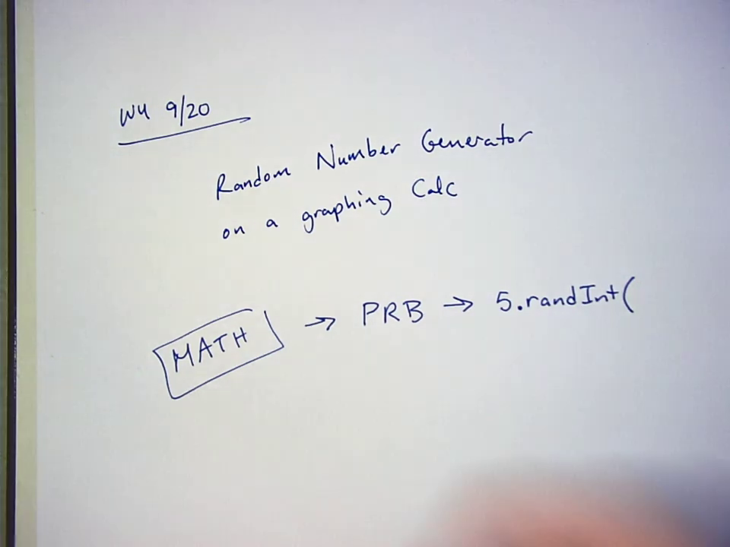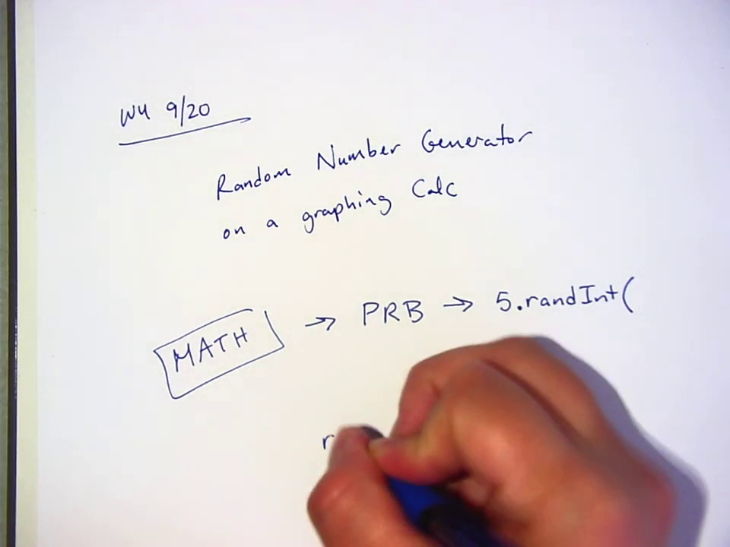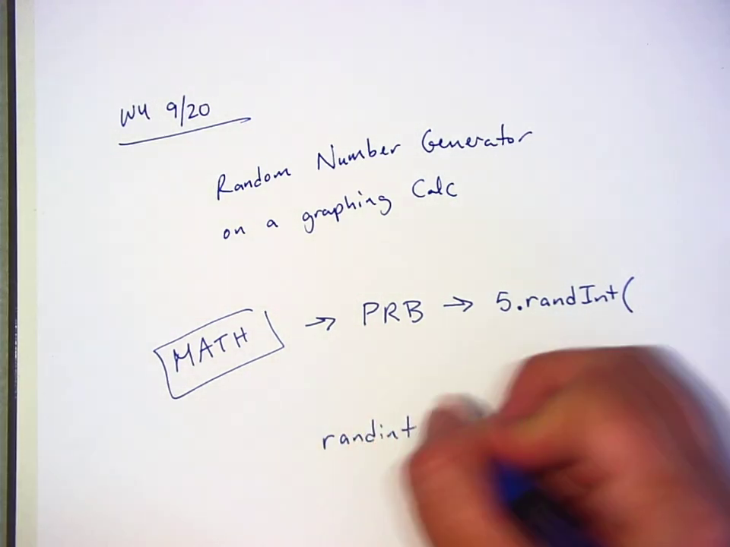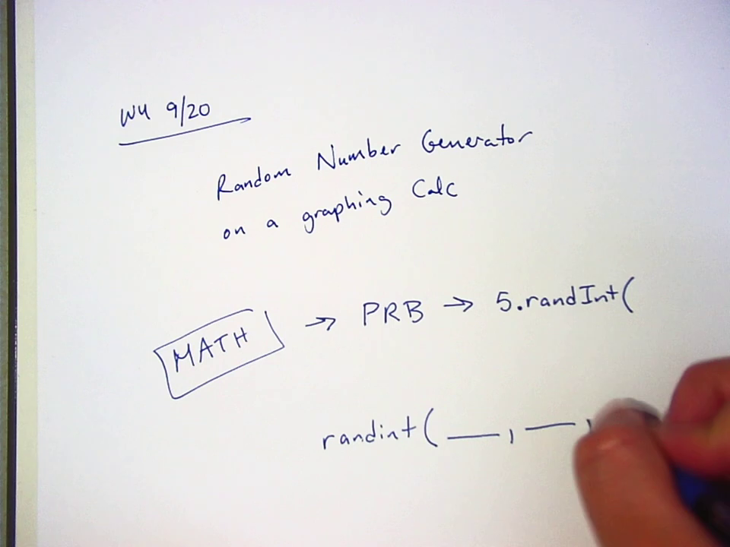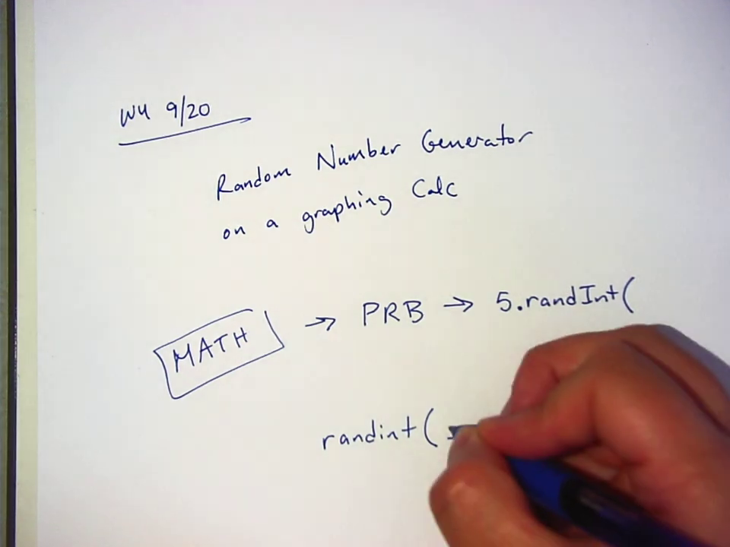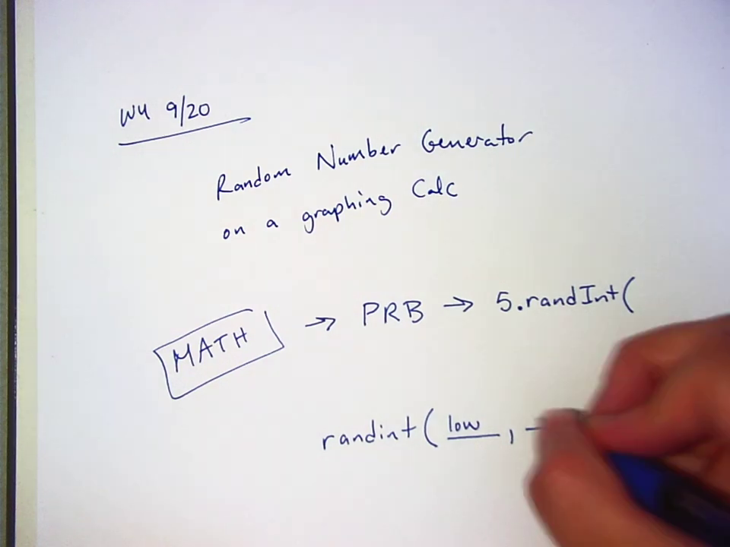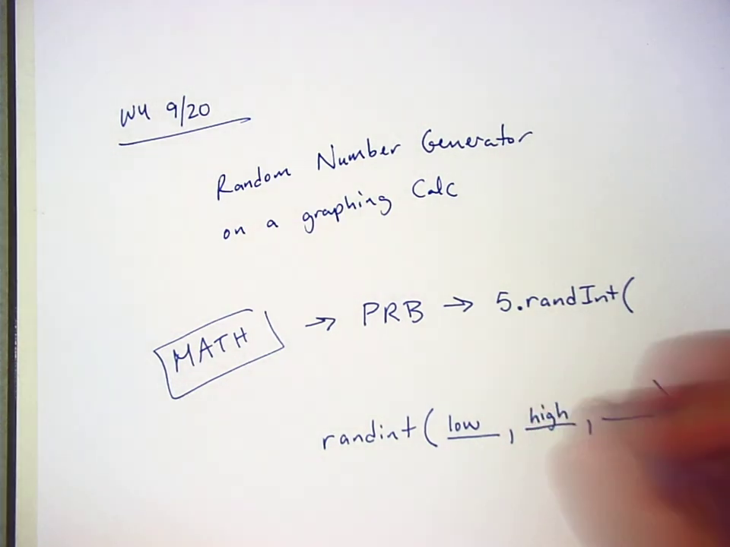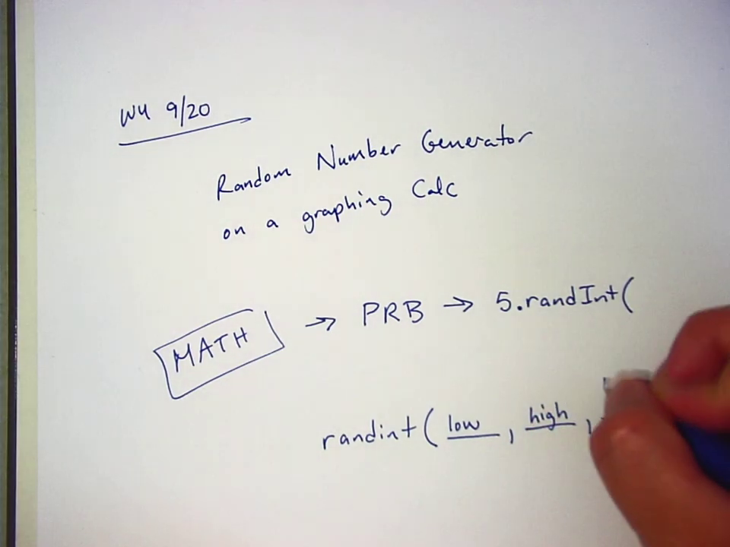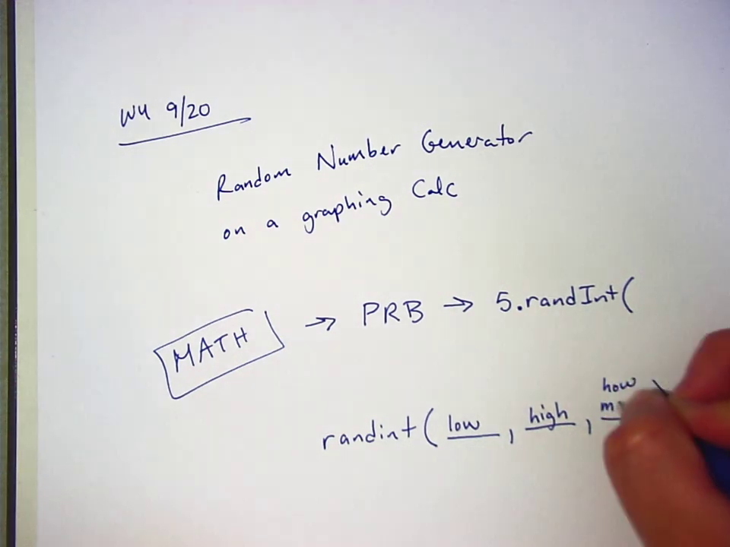You ready, Lou? So then you're going to put in 3 numbers on your screen with commas in between them. The first number is going to be your lowest number that you have. The second number will be the highest number that you have. And then the third number will be how many responses you want.